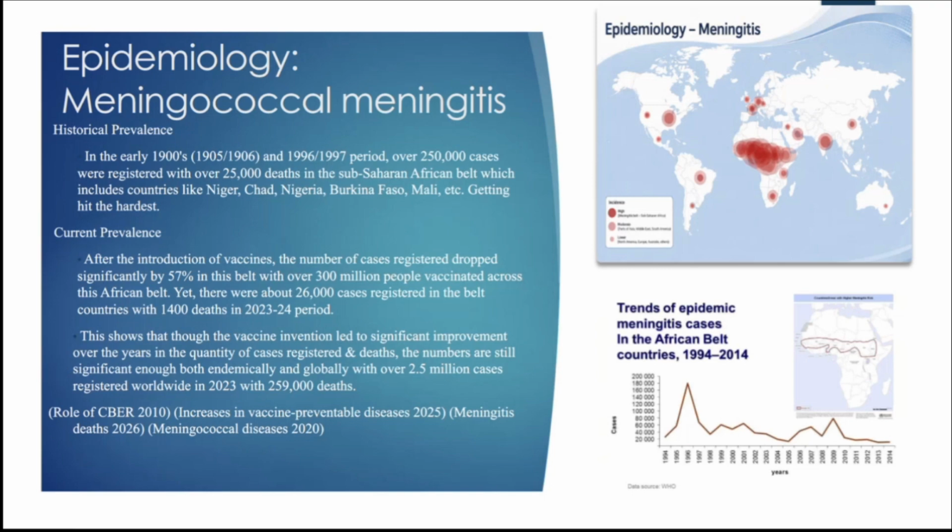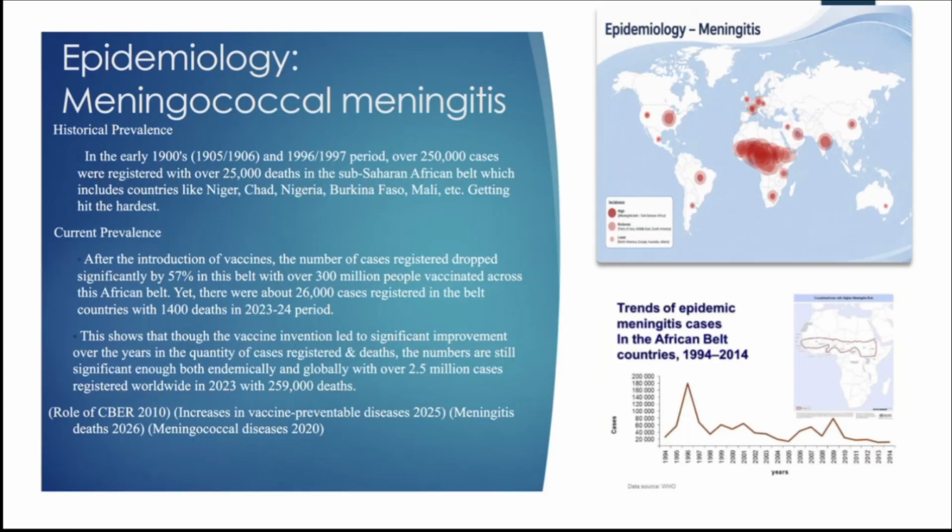But the primary impact is seen in the African continent, especially the sub-Saharan meningitis belt, which spans from Senegal on the west coast to Ethiopia on the east coast, over 26 countries. Some of these countries are Niger, Chad, Nigeria, Mali, etc.